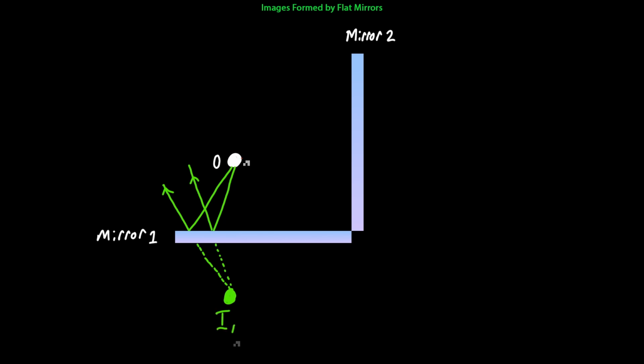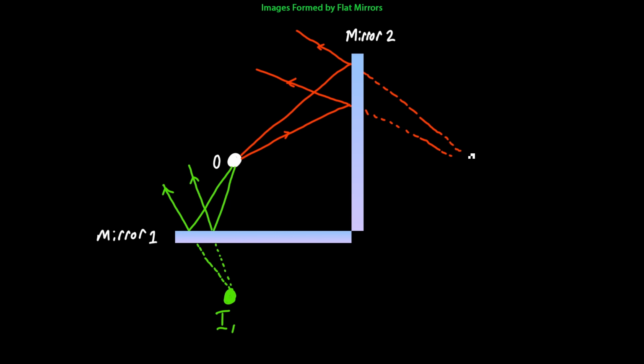Okay, let's do the same with mirror 2. So I'm tracing up two incident rays from our object to mirror 2, and they bounce off mirror 2 according to the law of reflection, where the angle of the incident ray is equal to the angle of the reflected ray. And these reflected rays, if I trace back a line until they intersect again, we get the second virtual image. But there's actually a third virtual image in this two mirror setup.